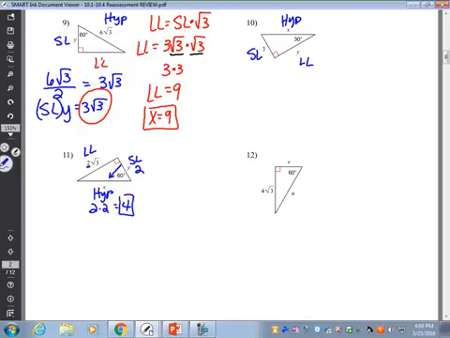And then number 12, which is like number 11 and like number 7. If you can do a problem like this, you're going to be fine for your test. You have 2 radical 3 for 30-60-90.